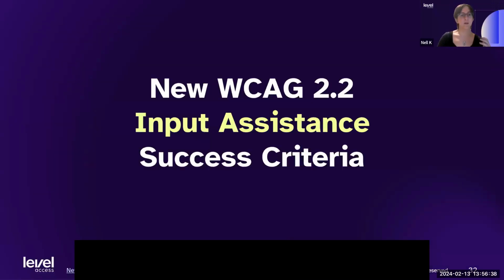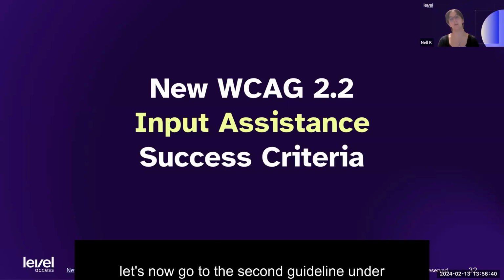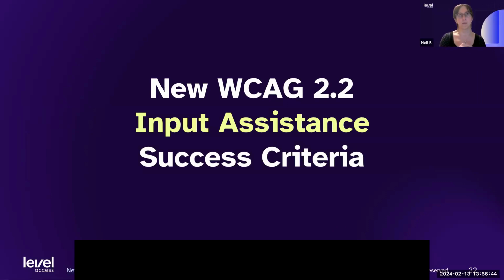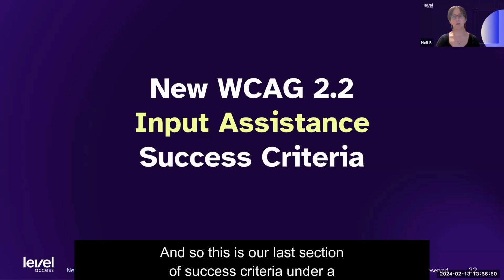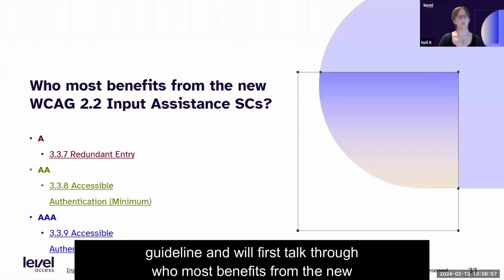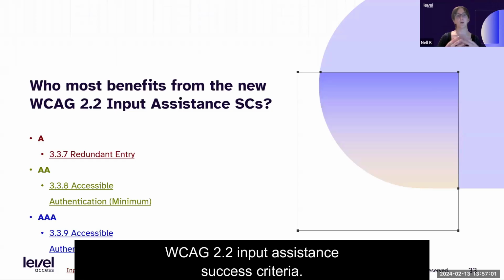So with that, let's now go to the second guideline under the operable principle for input assistance success criteria. And so this is our last section of success criteria under a guideline. And we will first talk through who most benefits from the new WCAG 2.2 input assistance success criteria.